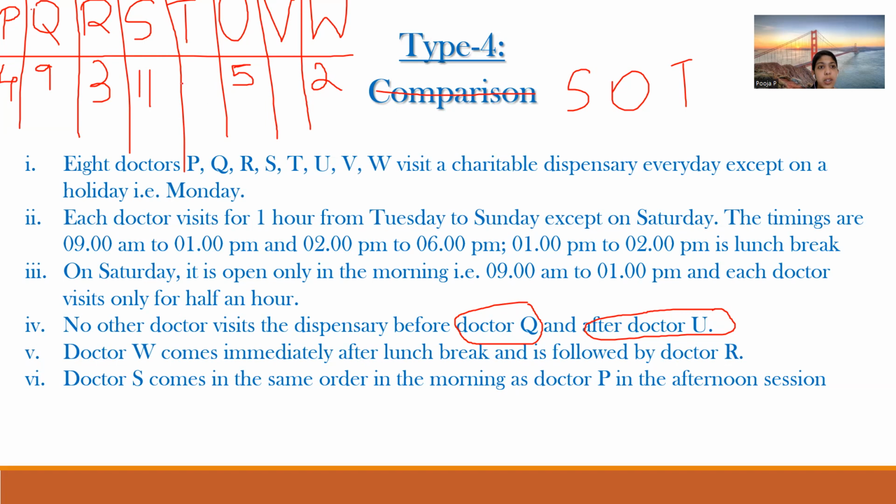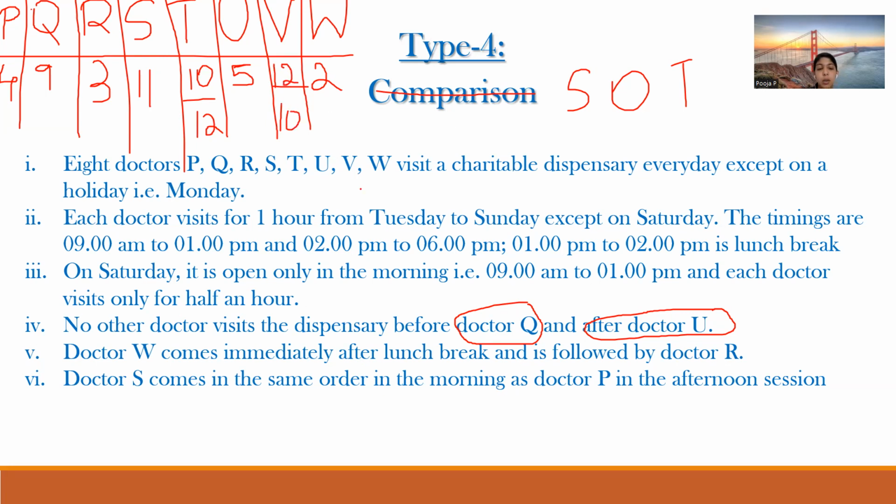Fine. So the only option left for Dr. T is 12 to 1, either 10 to 11 or 12 to 1. Correct. Similarly with Dr. V, it's either 12 to 1 or 10 to 11, depending on however it is going to be given.